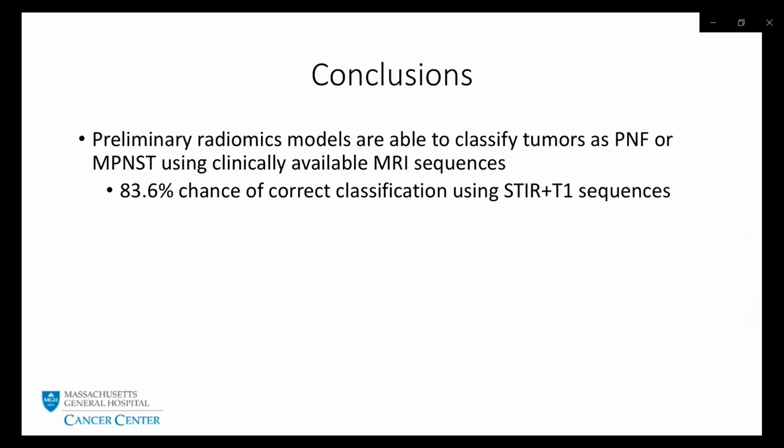To conclude, our preliminary radiomics models are able to classify tumors as plexiform neurofibromas and MPNSTs using MRIs that are routinely acquired in clinical practice. The performance was best for the combined STIR and T1 model, with an almost 84% chance of correct classification.